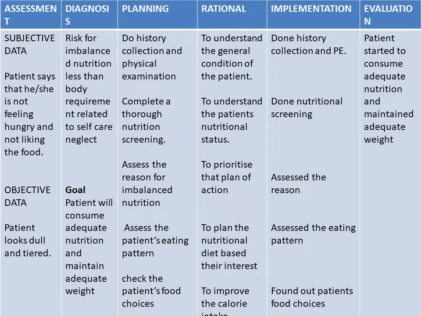The next planning is to check the patient's food choice. That is also very important. What type of food are they interested in, in which type of food are they showing more interest? If they are interested in some particular kind of food, you can make them follow that diet to improve their nutritional balance. Why do we do this check? To improve the calorie intake. And in the implementation column you can write: check the patient's food choice, or found out the patient's food choice.